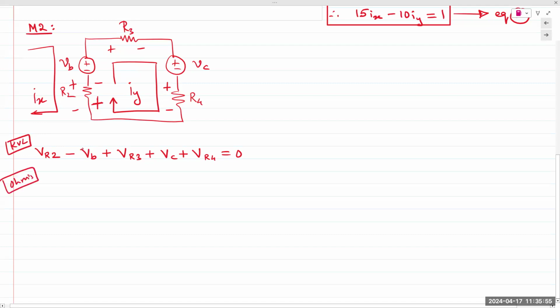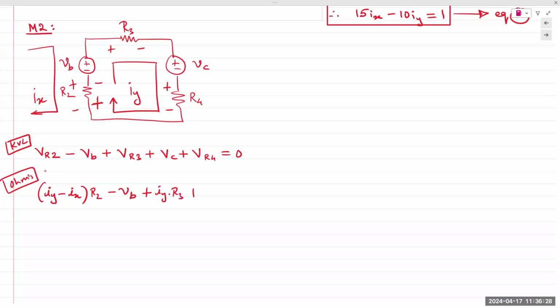Apply Ohm's law and express each resistor voltage in terms of the mesh currents. Here I would have IY minus IX, because R2 is shared between meshes 1 and 2. In mesh 1, it was IX minus IY. Now it's IY minus IX times R2, minus VB, plus IY times R3, plus VC, plus IY times R4.